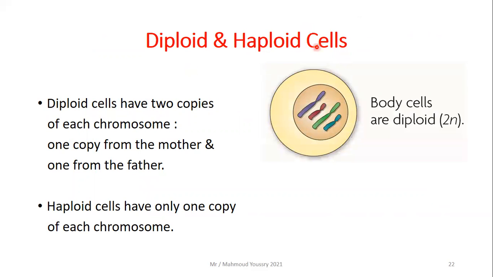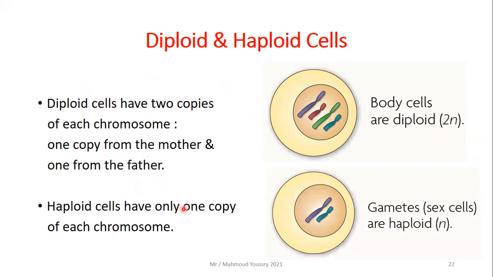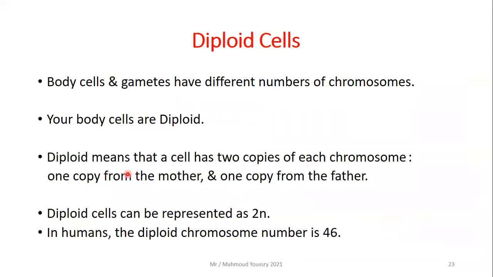Diploid and haploid cells. Let's talk about them. Diploid cells have two copies of each chromosome, one copy from the mother and one from the father. Body cells are diploid, abbreviated or represented as 2N, while haploid cells have only one copy of each chromosome, like gametes or sex cells. Gametes are haploid and represented by the letter N.